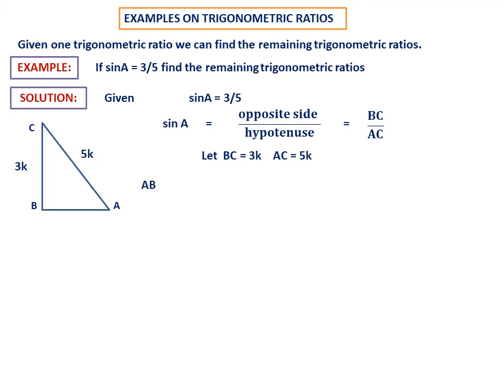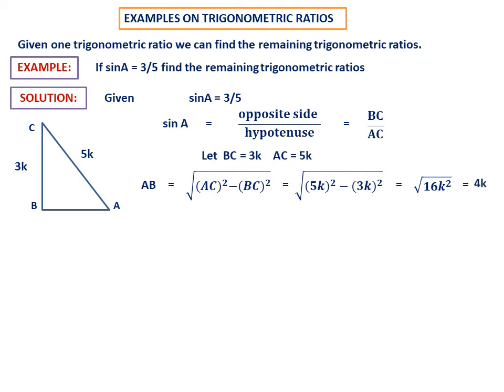Now, if AC is 5K and BC is 3K, since the triangle is a right angle triangle, using Pythagoras theorem we can definitely find AB. AB is the square root of AC square, that is hypotenuse square, minus BC square. Therefore, 5K square minus 3K square, which is 25K square minus 9K square. 25 minus 9 is 16, therefore it is 16K square. You can definitely take the square root, it is 4K. Therefore the base is 4K.